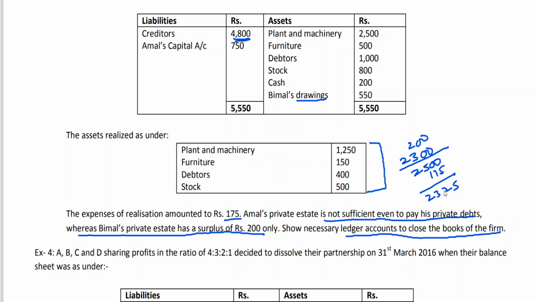Since business assets are insufficient to pay outside liabilities, partners are supposed to bring cash by selling their personal assets and clearing off their personal liabilities. Amal's private estate is not sufficient even to pay his private debt, so Amal can't bring anything. Whereas Bimal's private estate has a surplus of 200 only. You add 200, it is coming to 2,520. So this amount is not sufficient to make payment to creditors. Then we can say the firm has become insolvent.